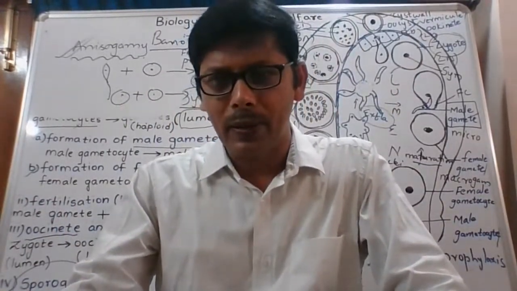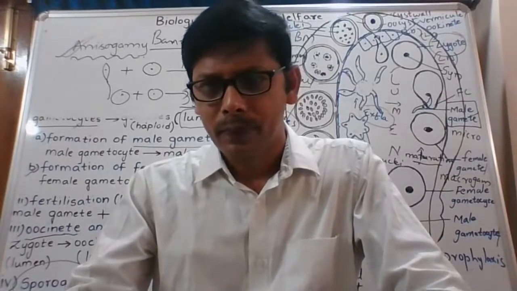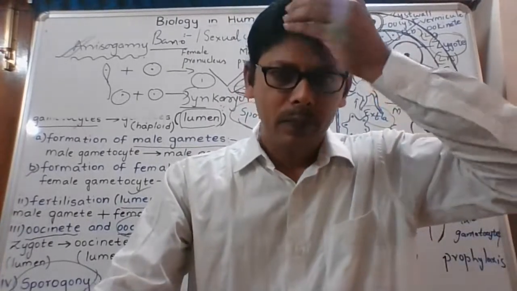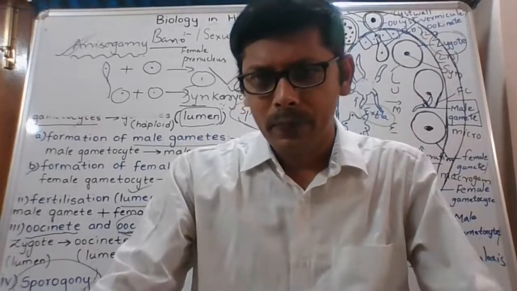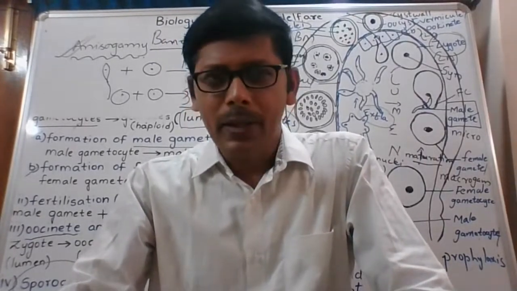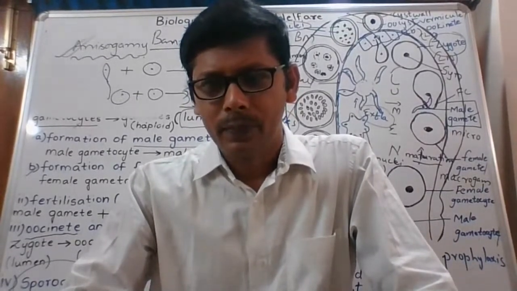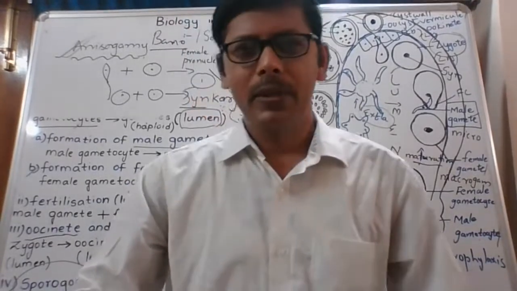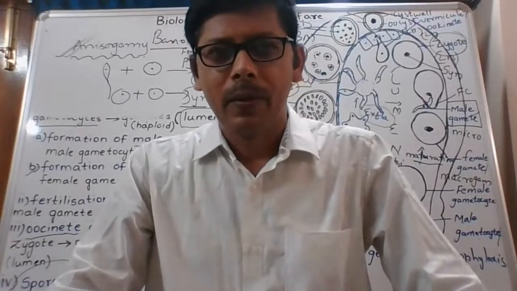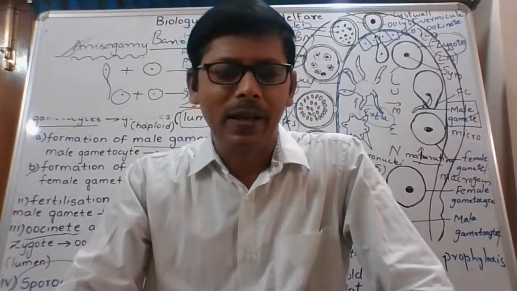Blood of cockroach is white in color. What is the color of the blood in earthworm? Earthworm blood is red. Very good, Vamsi. Are there RBC in earthworm? No. RBC are absent in earthworm, but the blood is red.